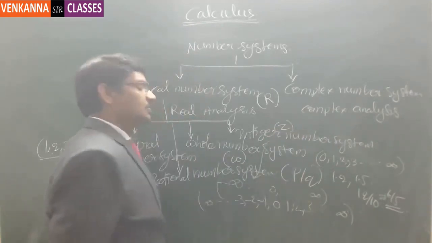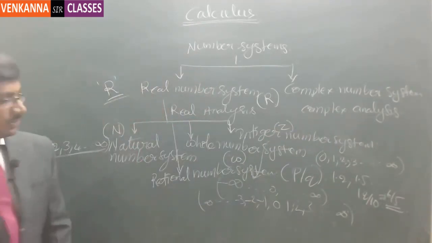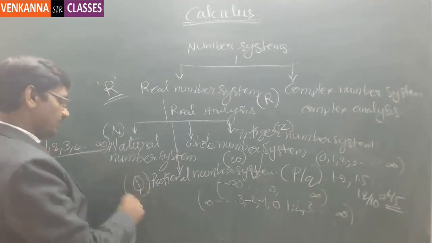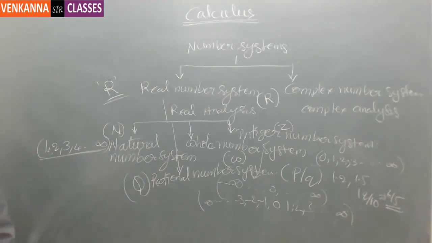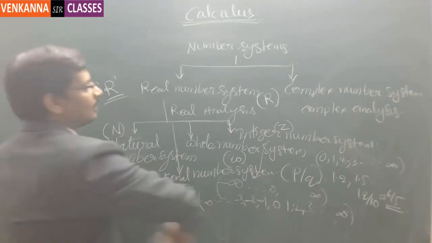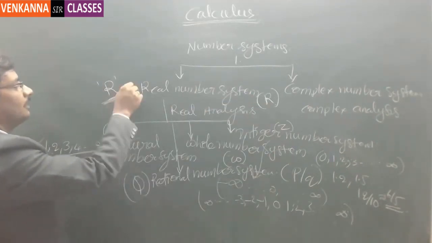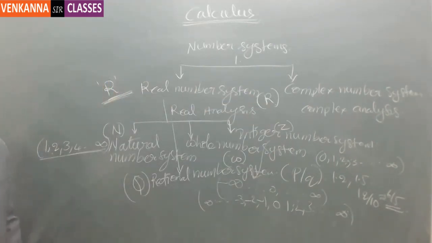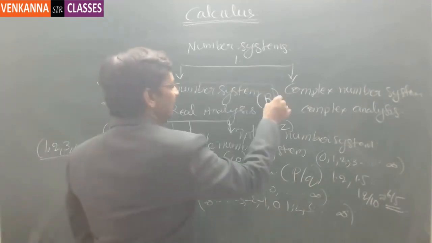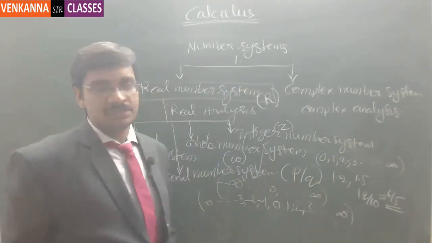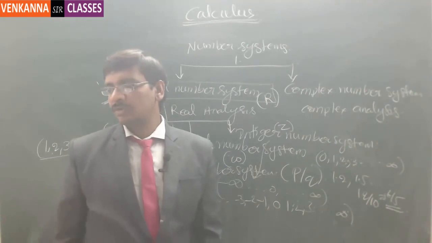Got it? So these are the numbers that we are going to use, and the rational number system is represented with the letter Q, right? So all these things form from a base root of the real number system. So if we do real analysis, it is as if we are dealing with all the numbers. So this is about the real numbers.